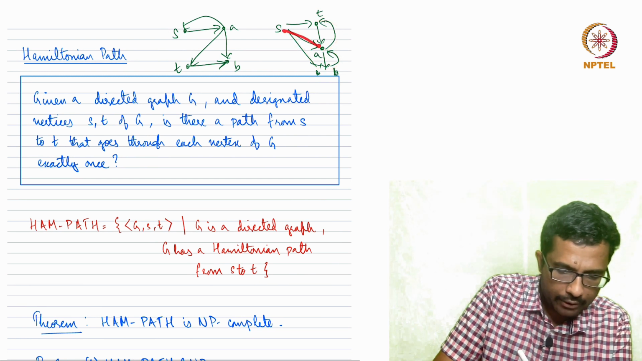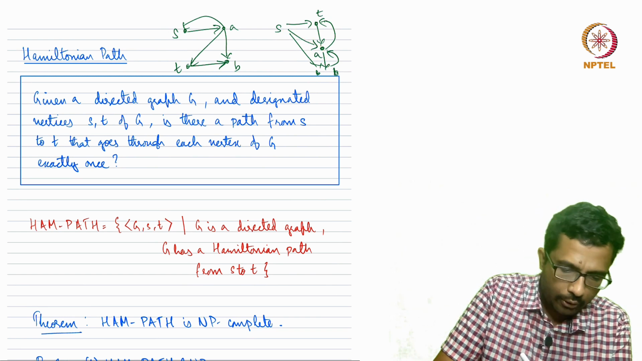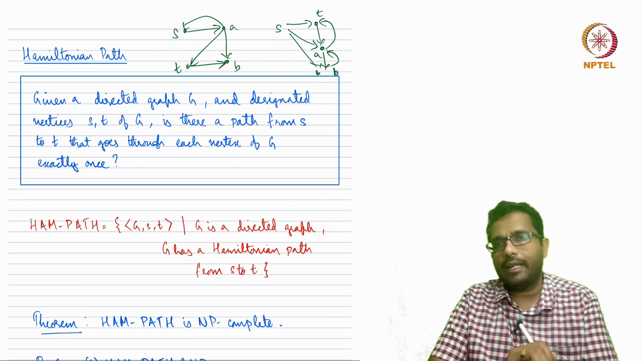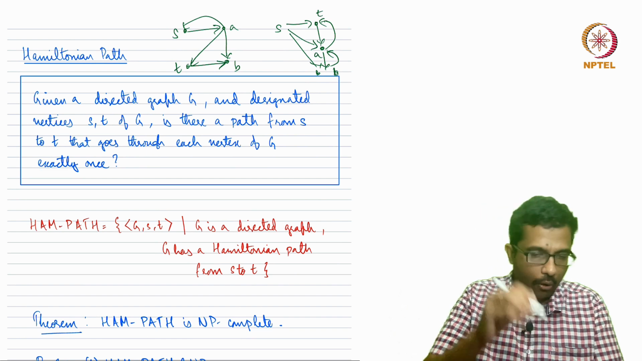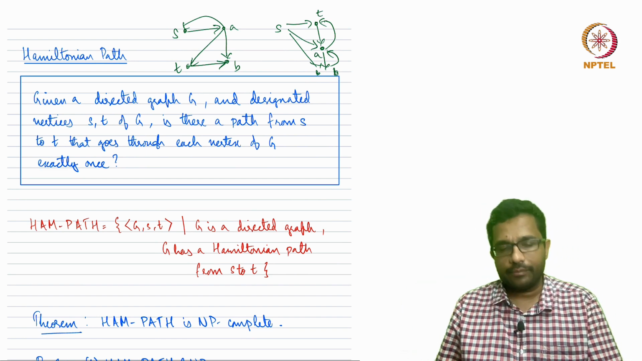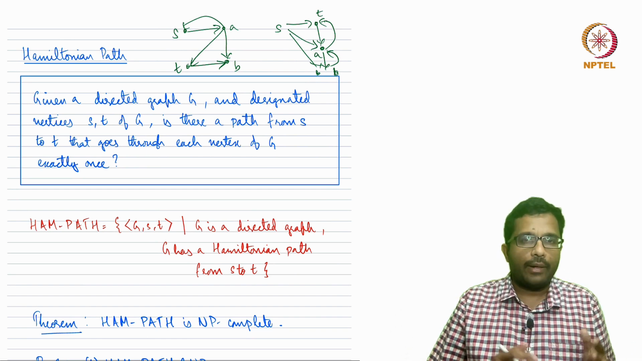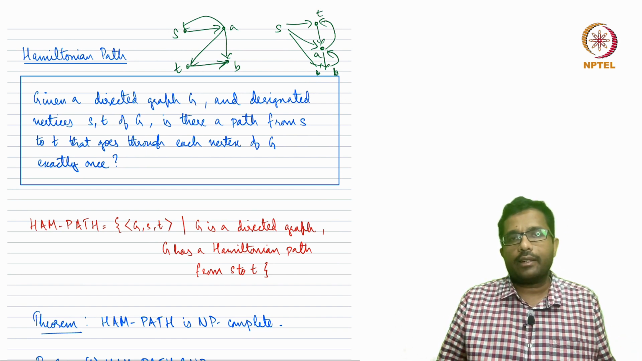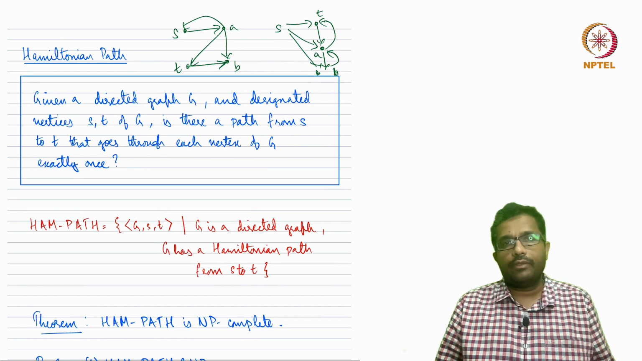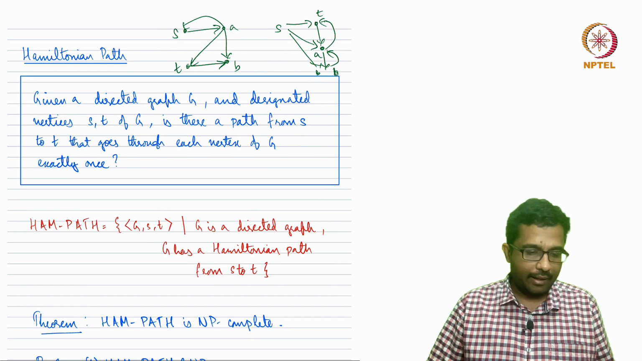If you go from S to A, then A to B, then there is no way to get to T. But if you go from S to B, then B to A and then A to T, that's a Hamiltonian path. All the vertices in the graph are covered. So the Hamiltonian path is a path from S to T such that all the vertices in the graph are covered exactly once. We don't want to repeat any vertex, right?